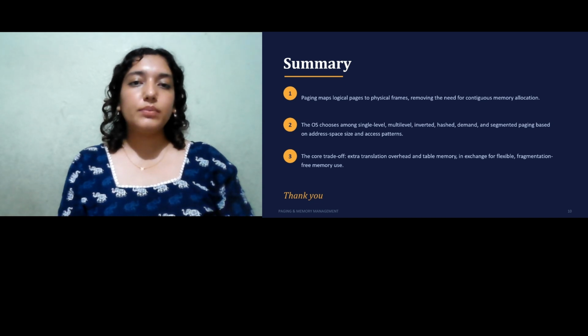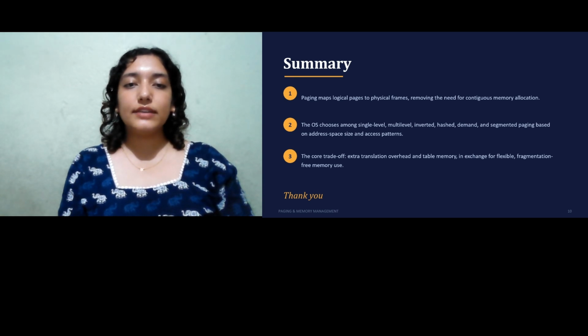To wrap this up, paging maps logical pages to physical frames so a process never needs contiguous memory. Depending on the size of the address space and how sparse it is, an OS picks from single level, multi-level, inverted, hashed, demand, or segmented paging. And the fundamental trade-off across all of them is the same. We accept some translation overhead and table memory cost in exchange for flexible, fragmentation-free use of memory.